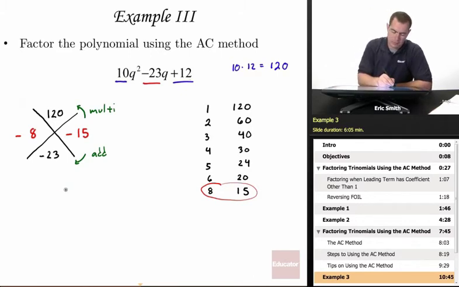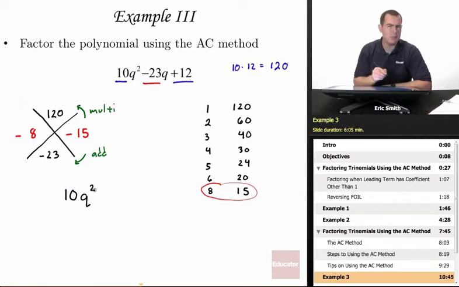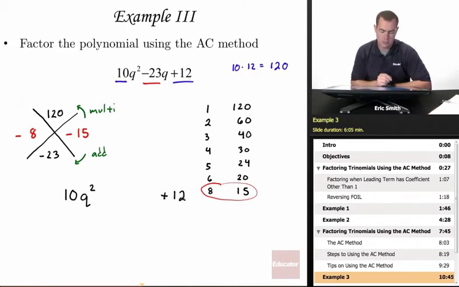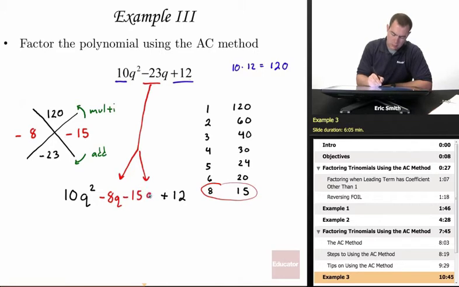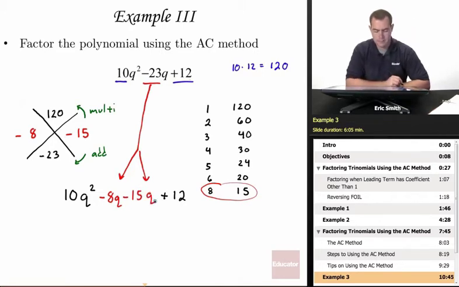Now comes the interesting thing. What I'm going to do with those two numbers is split up my original middle term. So I'm writing down the terms of my original polynomial, but I'm not writing that negative 23 in there. This is where I split it into two terms. So this will be negative 8q minus 15q. I really haven't changed my polynomial. I've just taken a look at it in a different way.